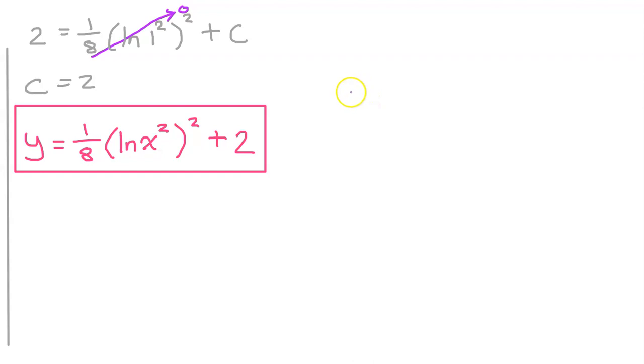Quick side lesson: if I have the natural log of a to the c power, a property of logarithms is that this exponent is allowed to come to the front. So I could write this as c times the natural log of a. So on the inside here, we have the natural log of x squared. I could rewrite this as 2 times the natural log of x.